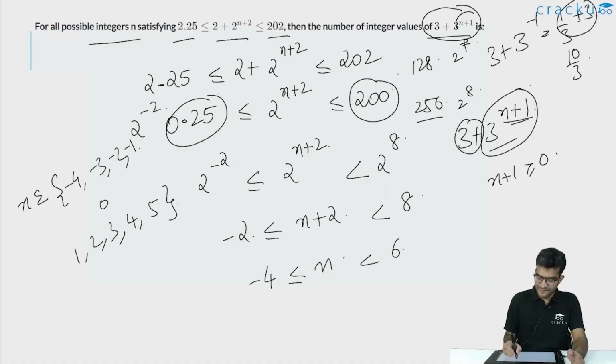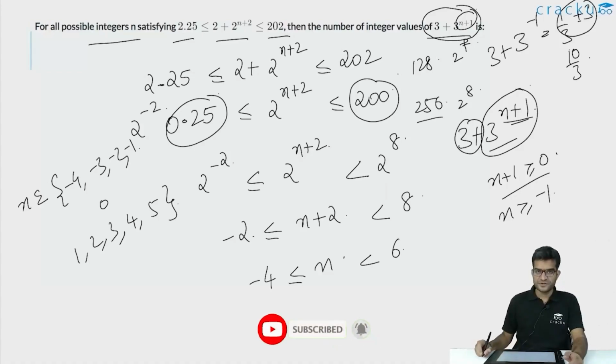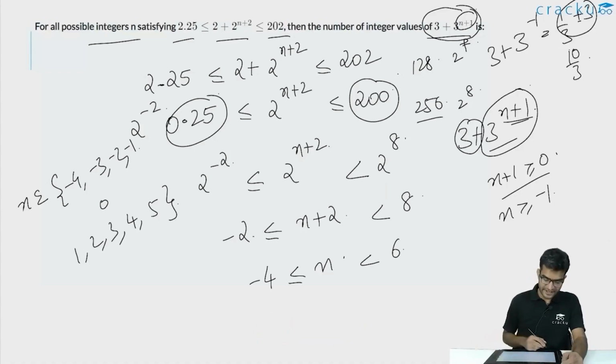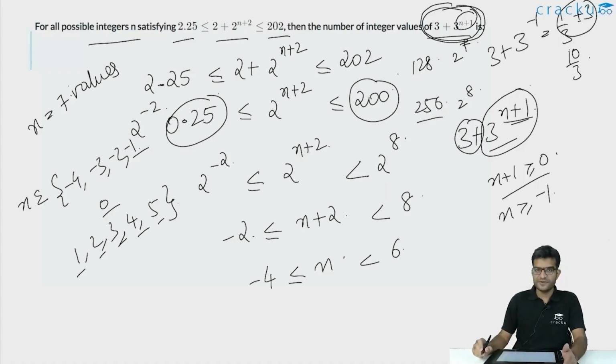So we want n plus 1 to be greater than or equal to 0, or we want n to be greater than or equal to minus 1. So the values that n can take will be minus 1, 0, 1, 2, 3, 4 and 5. So n can take 7 values, and for each of the values we will be getting an integer value for 3 plus 3 to the power n plus 1. So the correct answer for this question is 7.